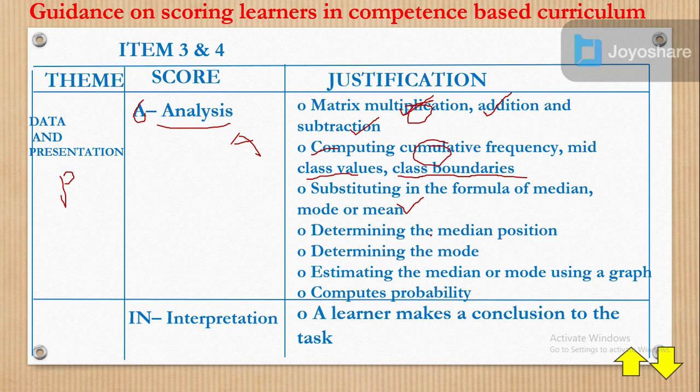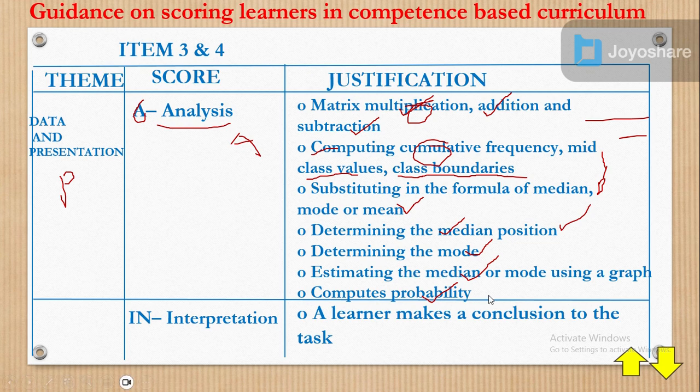Is the student able to determine the median position? Say for example, median is a half of the total frequency. Then you go in the bars and locate where the median is. Is the student able to do that? You give the mark for analysis. Can the student determine the mode? Is the student able to estimate the median or mode using a graph? Award the mark for the analysis. Can a student compute a probability? That is if a topic is about probability, like we said.